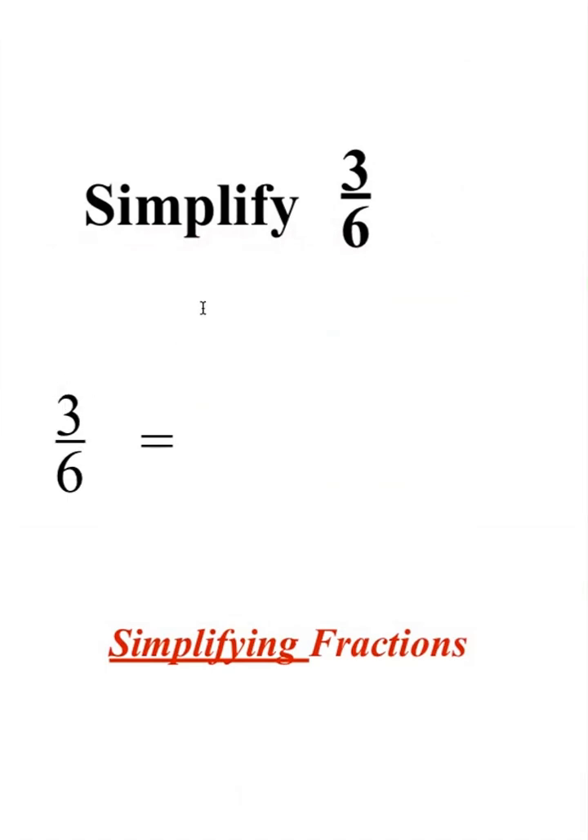So to get 3, we can times 3 and 1. To get 6, we could times 3 and 2, or 1 and 6. Now, the biggest number these both have in common is 3. Therefore, we divide both the top and the bottom of the fraction by 3.